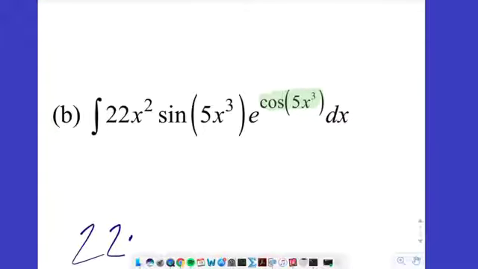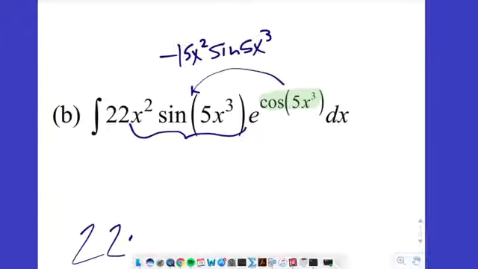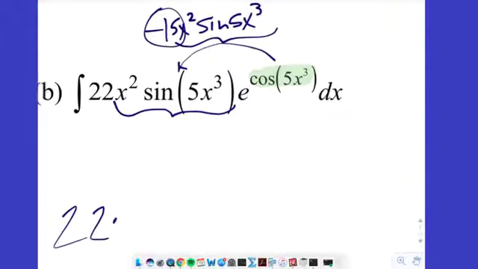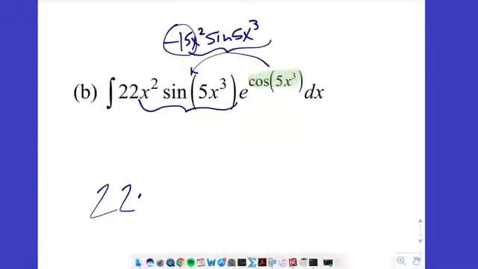So if we check, the derivative of cosine of 5x cubed is negative sine of 5x cubed. And since the inside function has its own inside function, it generates another 15x squared. And so if you compare the x squared sine part, we get that, and we're only off by a negative 15. So now we know we chose correctly. So 22 is already waiting in the answer. Joining him will be our correction of negative 1/15.